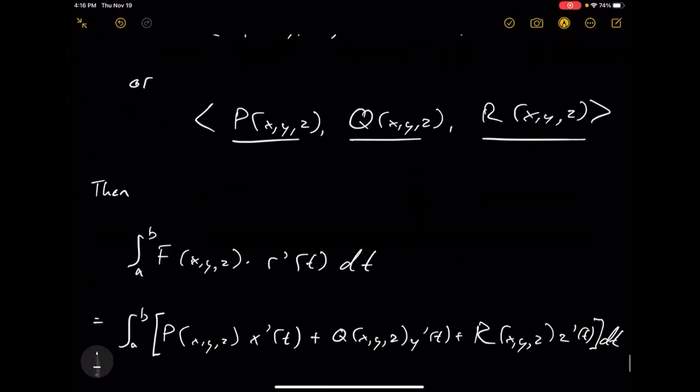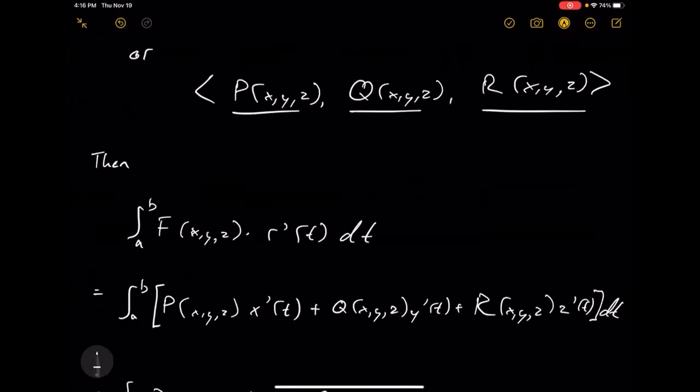Okay, well then let's write the line integral of the vector field.